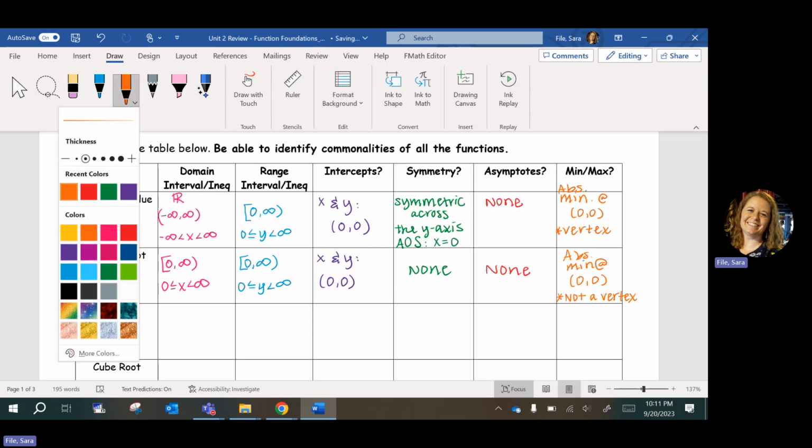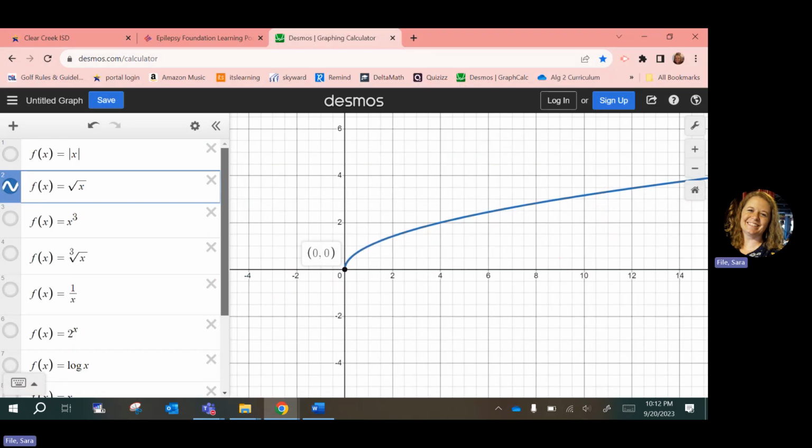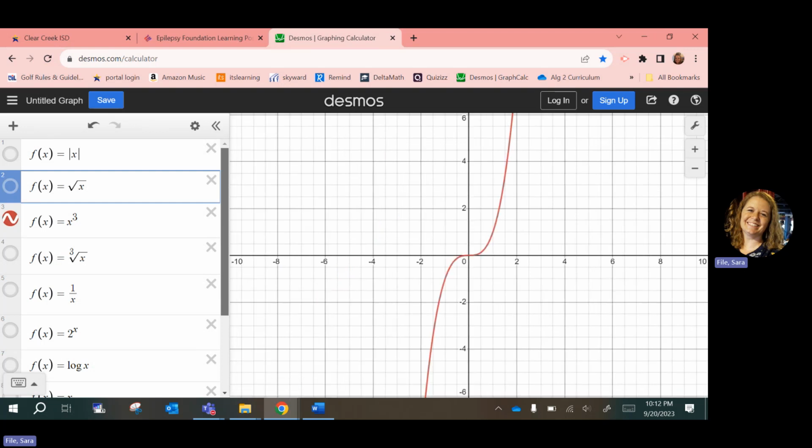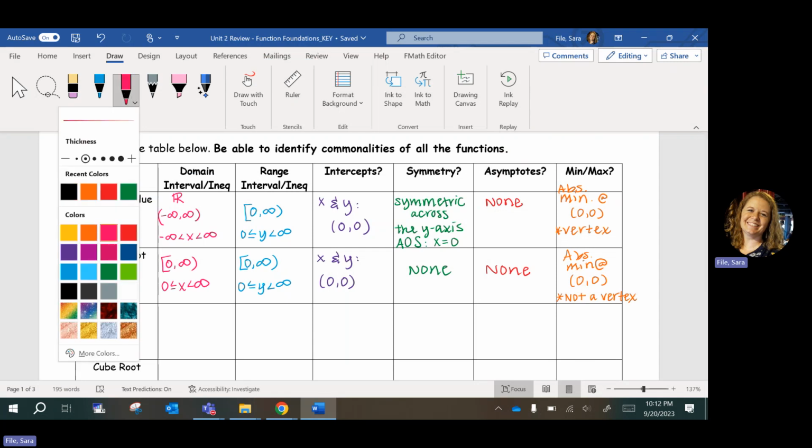All right, now the cubic function is f of x or y equals x cubed. So let's check that one out. I'm going to turn square root off and turn cube on. So hit home, go back to center. This one goes down and to the left forever and up and to the right forever. And there's no gaps or breaks or anything like that. So left to right forever, down to up forever. So this one has all real numbers for both the domain and the range.